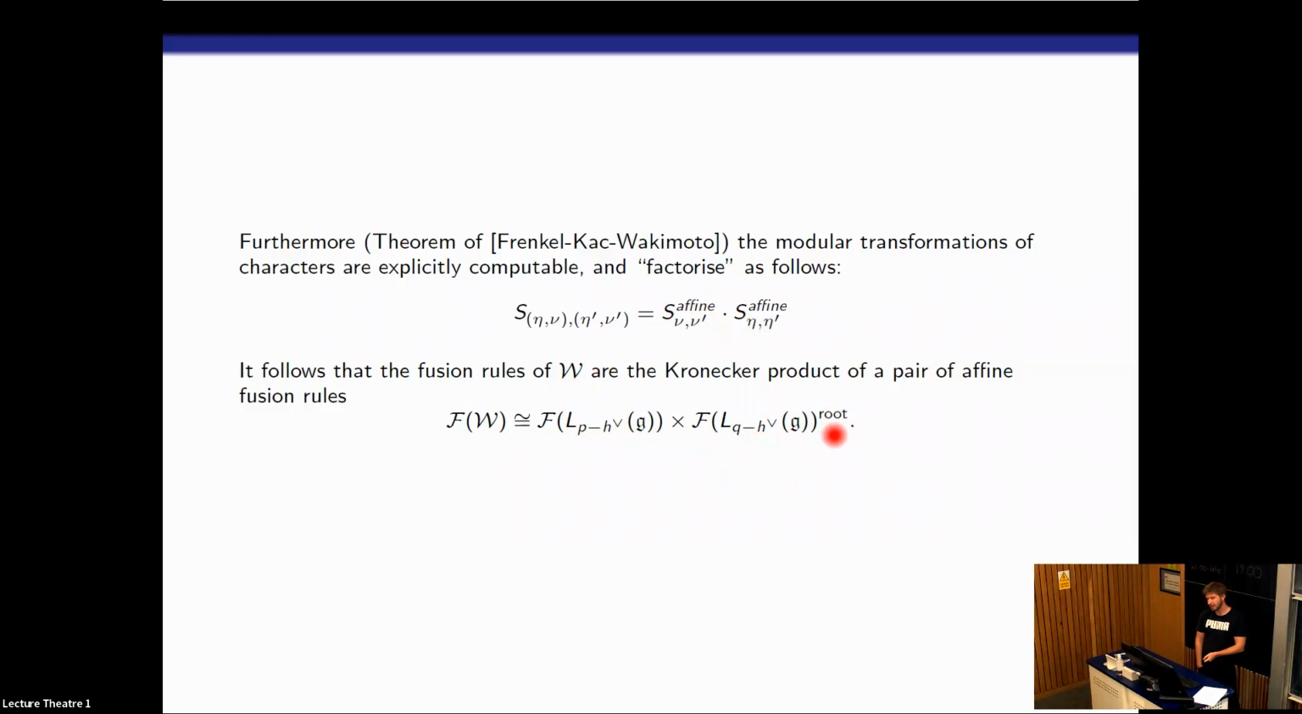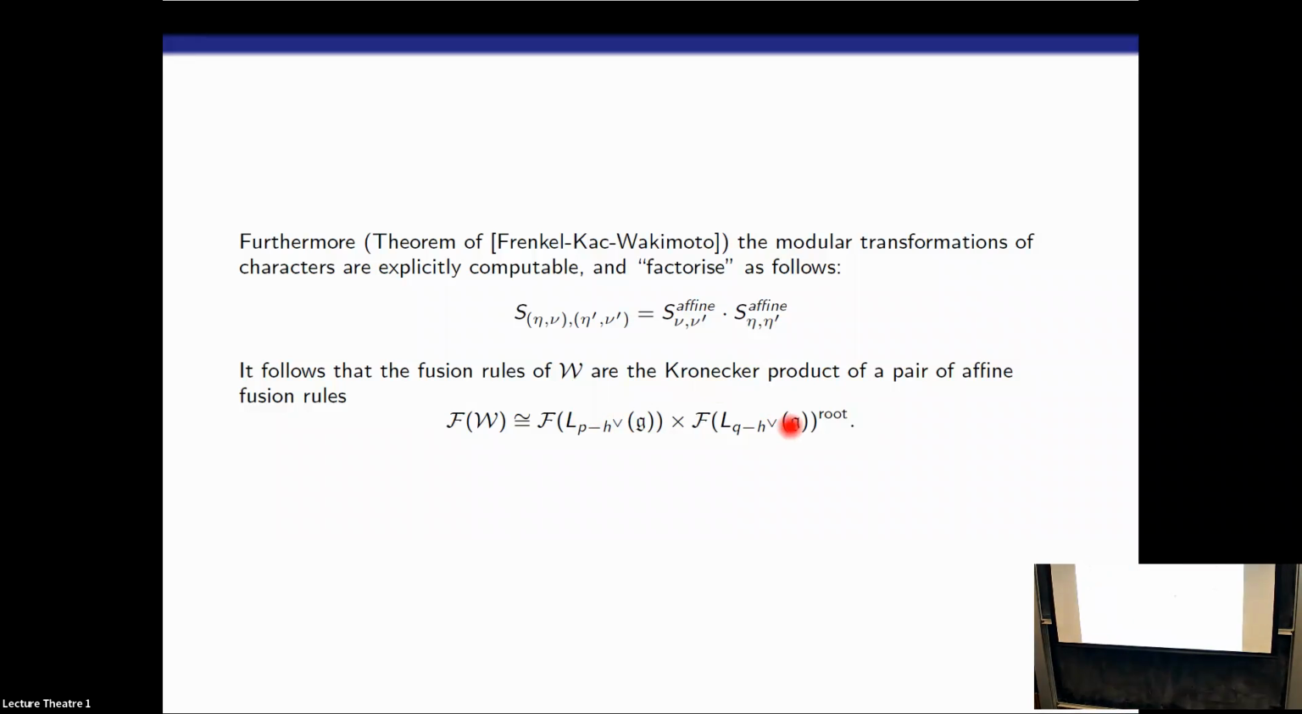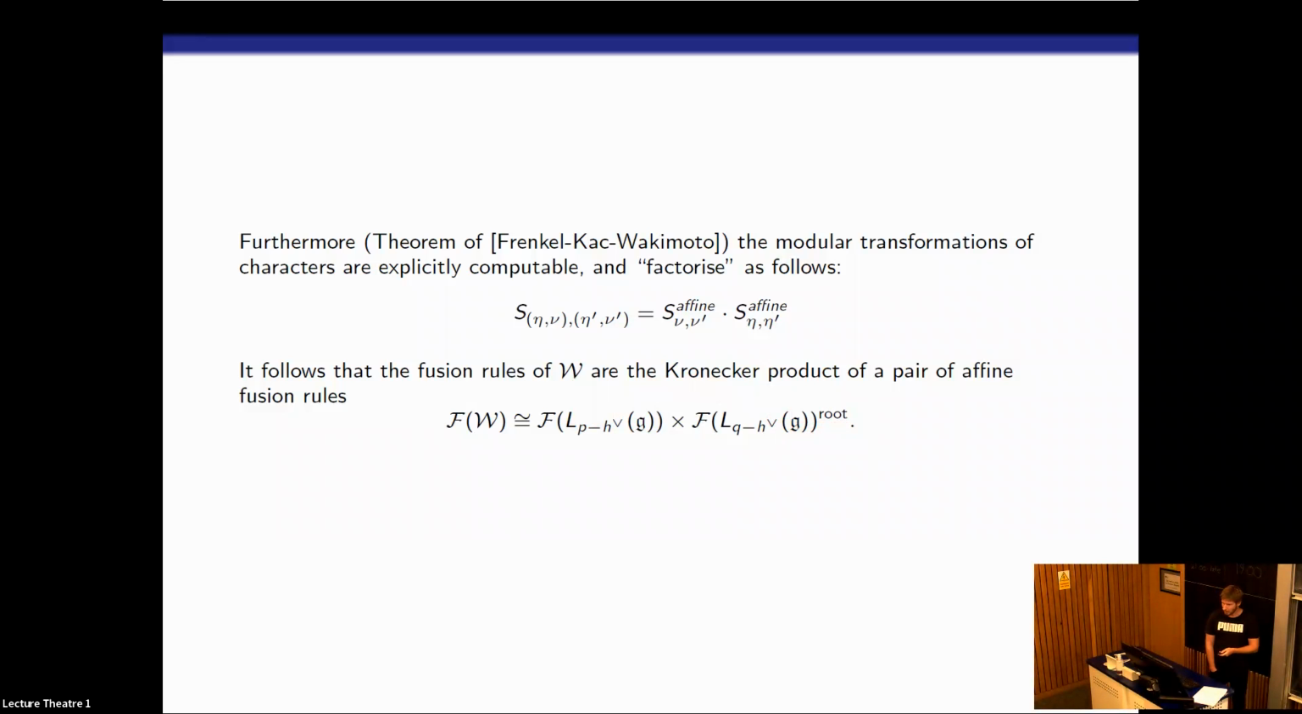With this detail that on one or other of the sides you have to restrict, taking not all weights, but rather weights that lie in the root lattice. Okay. And I should comment this is for type ADE. I guess things are more complicated in other types.